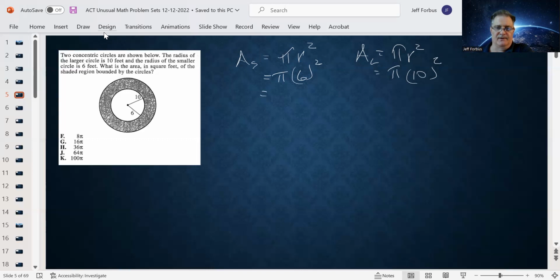So here 6 squared is 36 pi. 10 squared is 100. And don't forget the pi. Now, that's the total area of both circles. If we subtract those areas from one another, it leaves the shaded region. So 100 pi minus 36 pi. And with that being said, that's 64 pi. That turns out to be answer choice J.